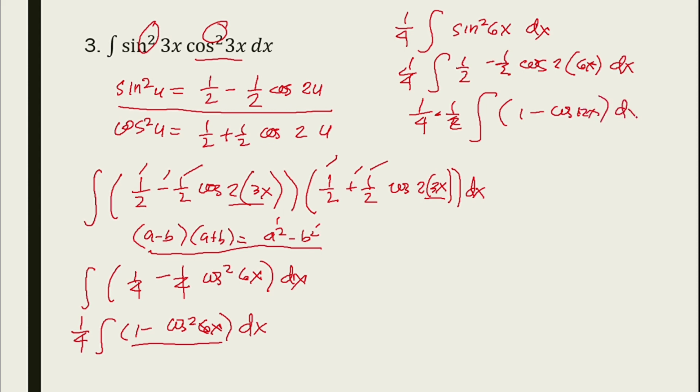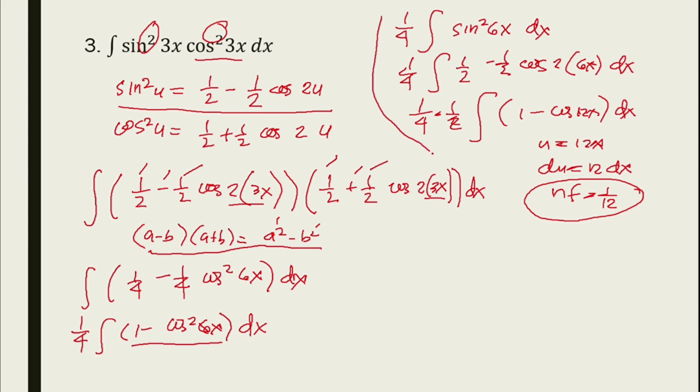So no identity now. So we can have our u is equal to 12x. Our du is equal to 12 dx. Our multiplying factor here is 1/12. Next, we have to simplify. Okay, here, we'll proceed. So this is 1/8, the integral of dx minus 1/8 the integral of cos 2x dx.